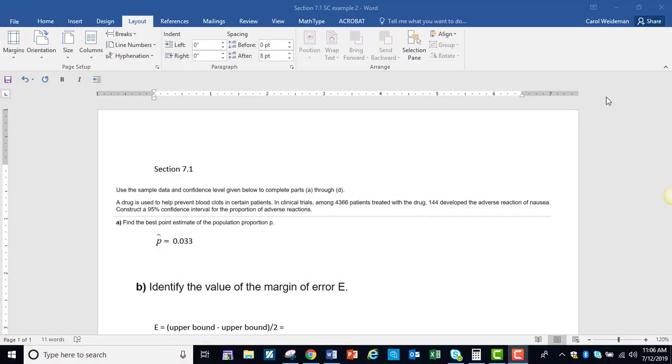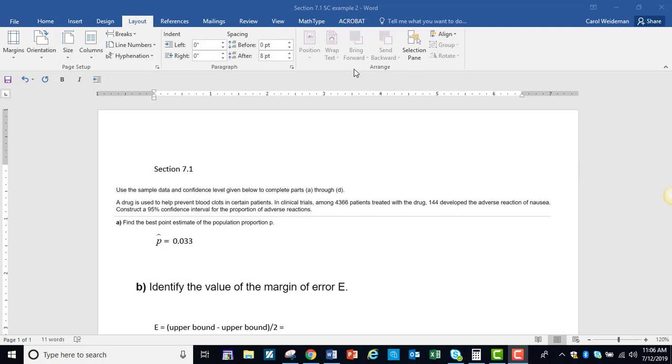In section 7.1, we are going to create confidence intervals for proportions. A drug is used to help prevent blood clots in certain patients. In clinical trials, among 4,366 patients treated with the drug, 144 developed the adverse reaction of nausea. Construct a 95% confidence interval for the proportion of adverse reactions. Part A, find the best point estimate of the population proportion P.